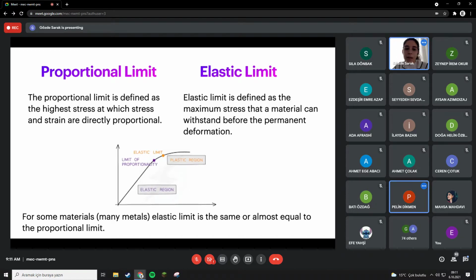Elastic limit is the same as or almost equal to the proportional limit for many metals. Proportional limit is the highest stress at which stress and strain are directly proportional. Elastic limit is the maximum stress that a material can withstand before permanent deformation.